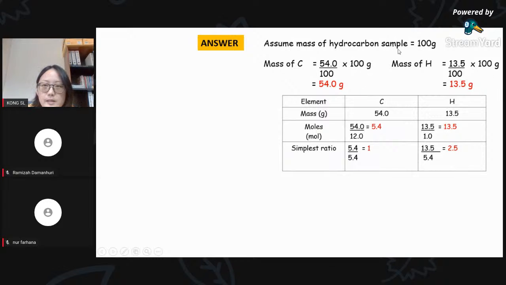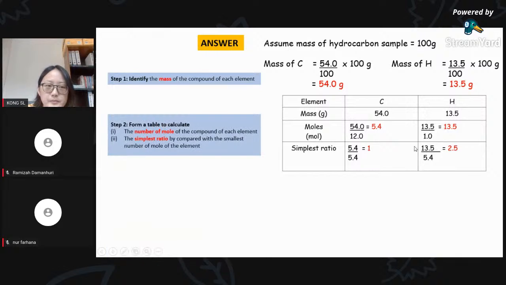Okay, assume mass is equal to 100 grams. So I think step 1, no problem. Step 2, also no problem. Just divide by the molar mass. Okay, but be careful here. 2.5. The trick is here. Some of you might round off to become 3. Cannot. Don't round off. Try to get a whole number.